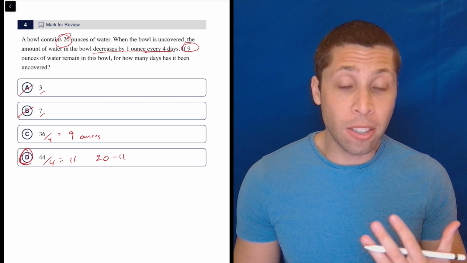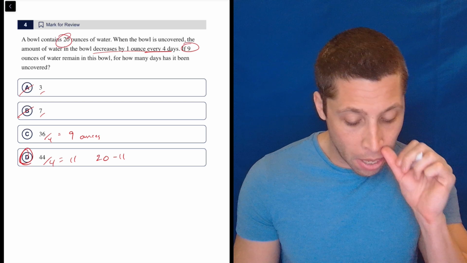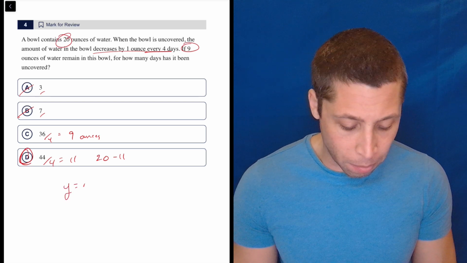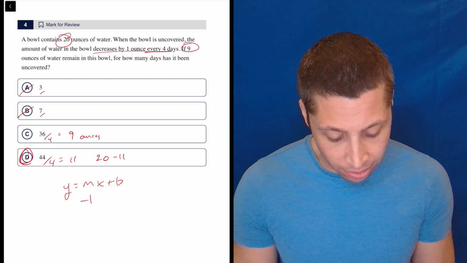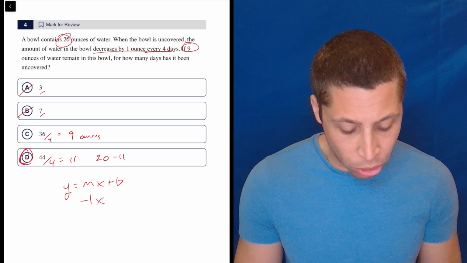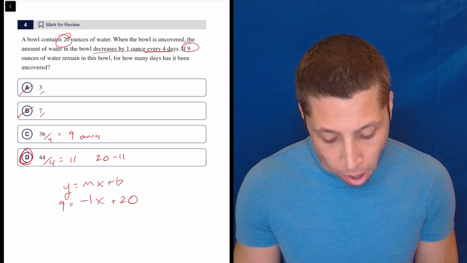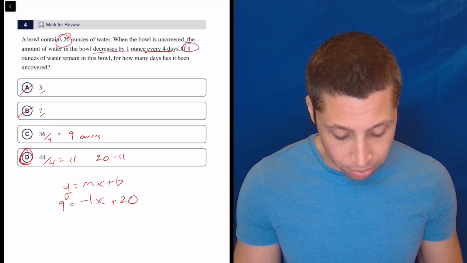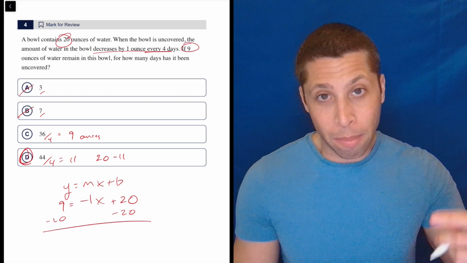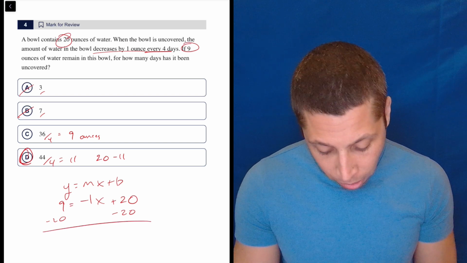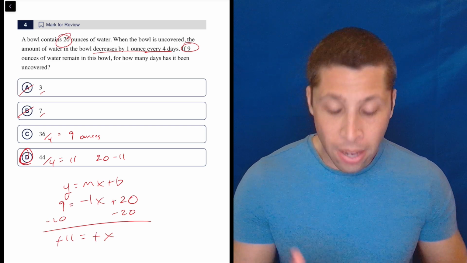Now, to me, that's easier because it's just like thinking about the situation. I'm not bothering to come up with an equation. If I wanted to, this is kind of a y equals mx plus b. We have a rate, right, decreasing by 1 ounce. So that sounds like a slope of minus 1x. And then we started with 20 ounces. And if 9 ounces remain, that would be my y. So basically, this is now a solve for x situation. So let's minus 20, minus 20. 20 minus 9 is 11, so 9 minus 20 is negative 11 equals negative x, and then make those negatives positive, and there's the answer.